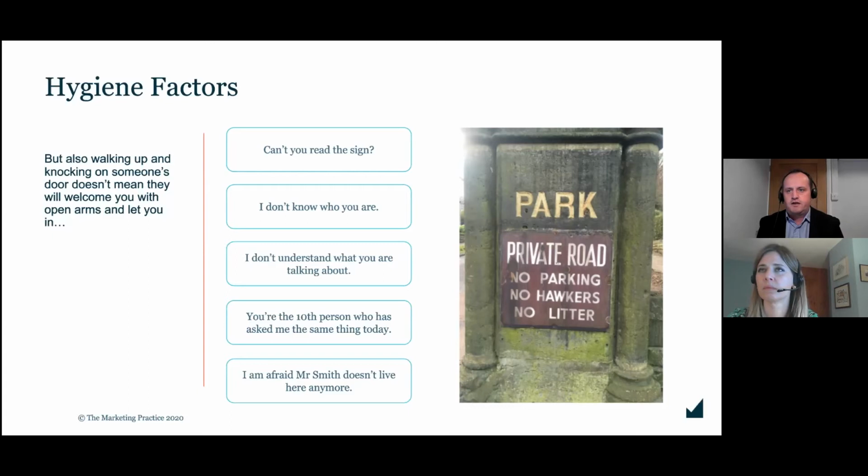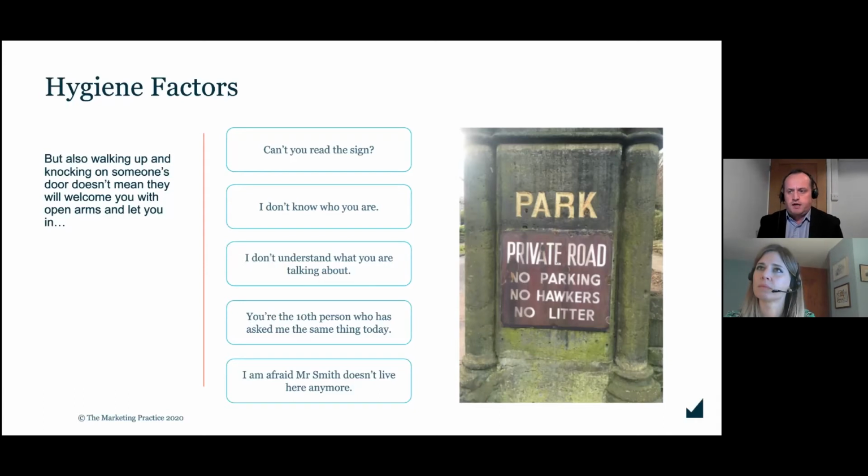Using the analogy of walking up to a door, it doesn't mean someone's going to be welcoming you with open arms. So, can't you read the sign? We often come across the idea that organizations don't take calls, or certain individuals are email only, or the switchboard is pushing you towards a generic inbox. Those things basically say we don't appreciate sales calls, the no hawkers type mentality.